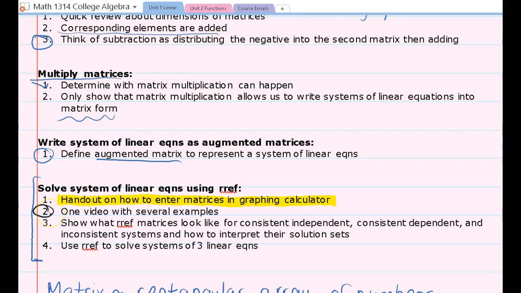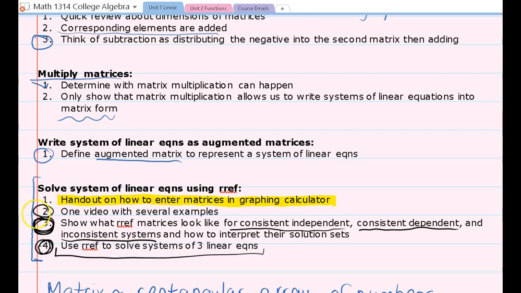This one video will have several examples, and my job right now is to actually show you what happens when you're doing rref for matrices, and see what consistent and independent is going to look like, what consistent dependent is going to look like, and what inconsistent systems are going to look like. And then we're going to interpret their solutions. And the cool thing about rref is that you can actually use it for as big of a matrix as you need. So you can also use it for 3 equation systems. And again, this video will do that.